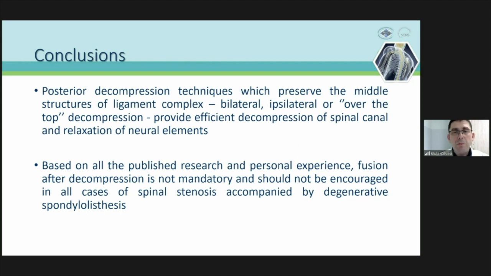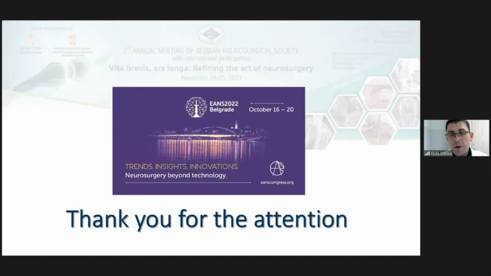Posterior decompression techniques which preserve the middle structures of the ligament complex, bilateral, ipsilateral, or over-the-top decompression, provide efficient decompression of the spinal canal and relaxation of neural elements. Based on all published research and personal experience, fusion after decompression is not mandatory and should not be encouraged in all cases of spinal stenosis accompanied by low-grade degenerative spondylolisthesis.